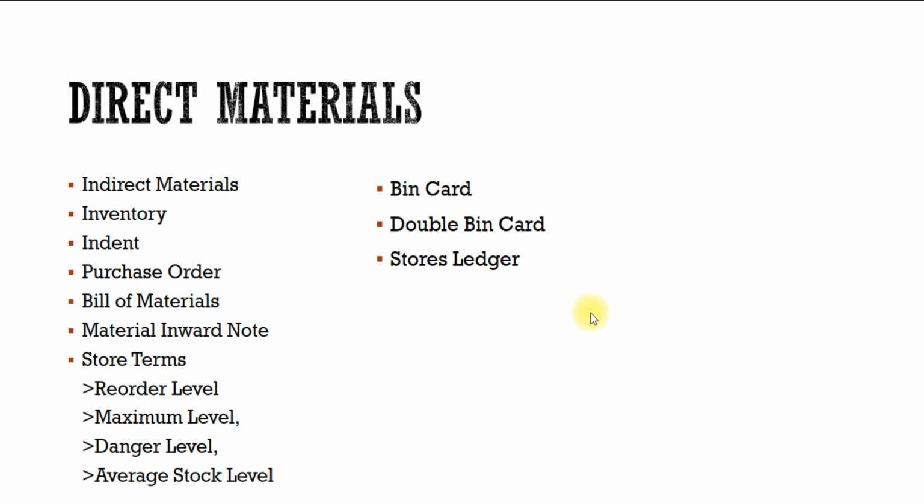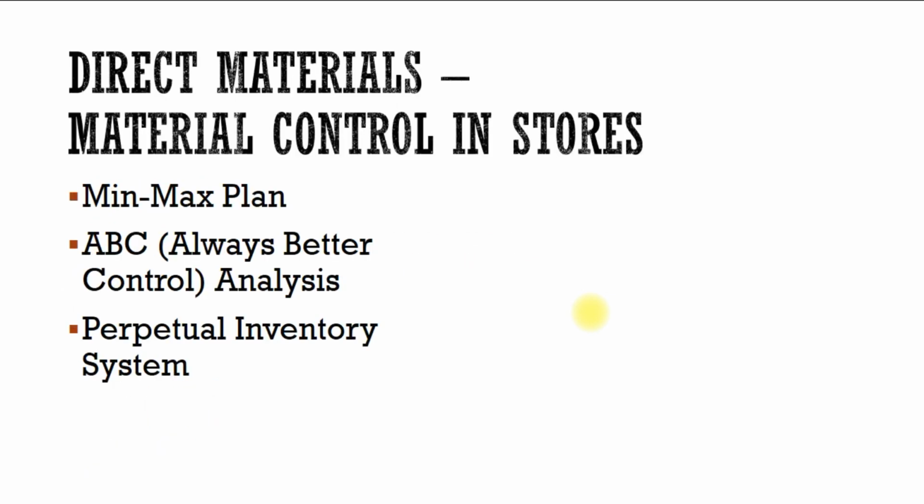So next we'll take a look at material controls in stores. Material control in stores relates to min-max plan, ABC control, perpetual inventory system and VED analysis. So let's see what is min-max plan. In min-max plan, for every material, two levels are fixed, which are a minimum level and a maximum level. The minimum level functions as the reorder point, which when replenished will bring the stock back to the maximum level. So from a minimum level to the maximum level. These are the only two levels which a store ever knows.